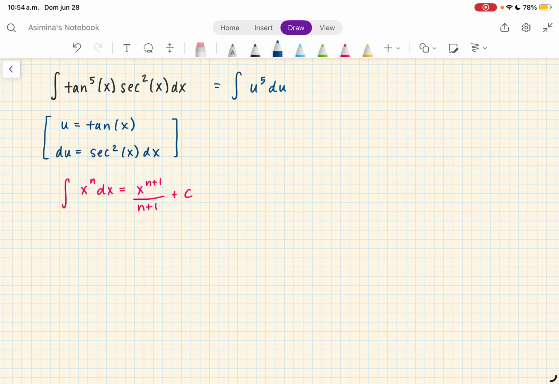So I have u to the fifth. The antiderivative of that should be u to the 5 plus 1, so 6 over 6 plus c. Are we done yet? Not quite. We started off with something that's in terms of x and ended up with an answer in terms of u, so we need to plug in u, which is tan. So this is going to be tan raised to the 6th power over 6 plus c. And this here is our final answer.